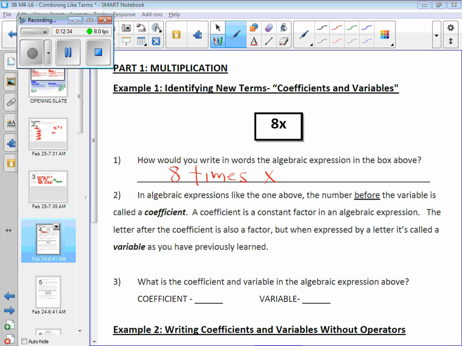All right, so here comes something new. There's new vocabulary in this lesson. So everybody say the word coefficient. Coefficient. In an algebraic expression like the one above, the number before the variable is called a coefficient. Coefficient is a constant factor in an algebraic expression. The letter after the coefficient is also a factor, but when expressed by a letter, it's called a variable. You know that. So in 8x, what's the coefficient? Variable. Let's go back before we go forwards. Okay, we good with that?